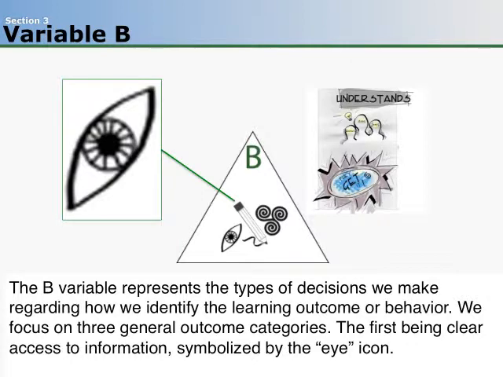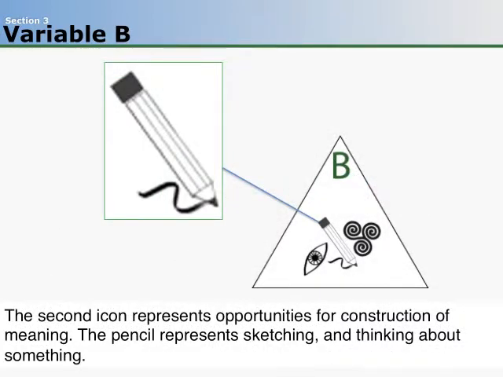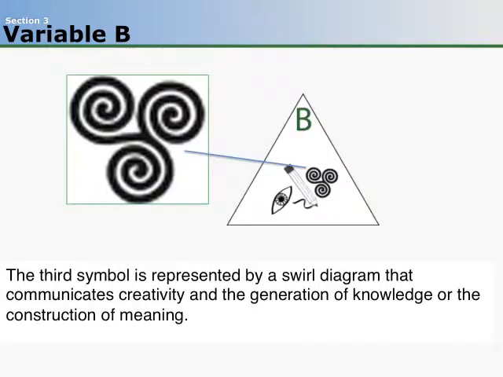The B variable represents the types of decisions we make regarding how we identify the learning outcome or behavior. We focus on 3 general outcome categories, the first being clear access to information, which is symbolized by the I icon. And the second icon represents opportunities for construction of meaning. The third symbol is a swirl diagram, and this communicates creativity and generation of knowledge and construction of meaning.